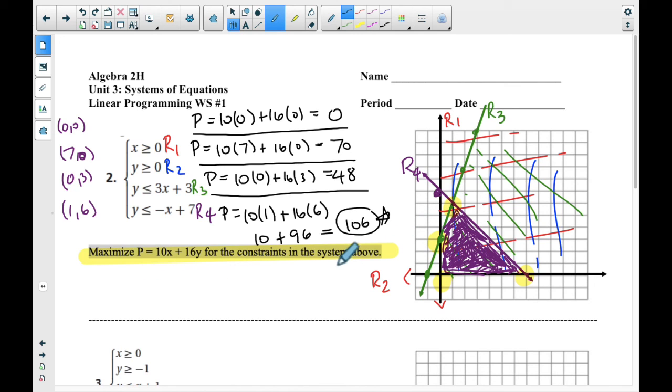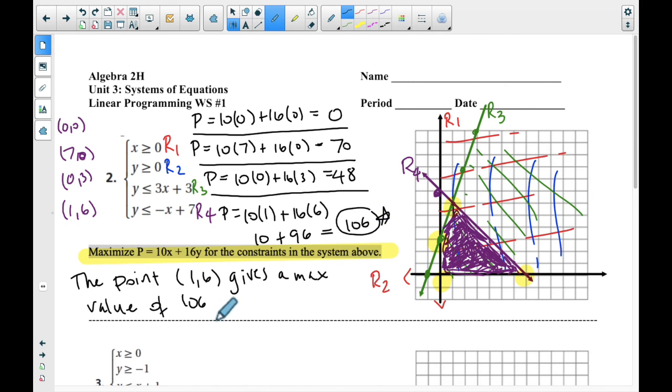It asked to maximize. When I give my answer, I'm going to say that the point (1, 6) gives a maximum value of 106. All right, right now these don't have any context to them. We are going to get to a point where we're putting in some word problems, and it'll make a little bit more sense because you'll have context.